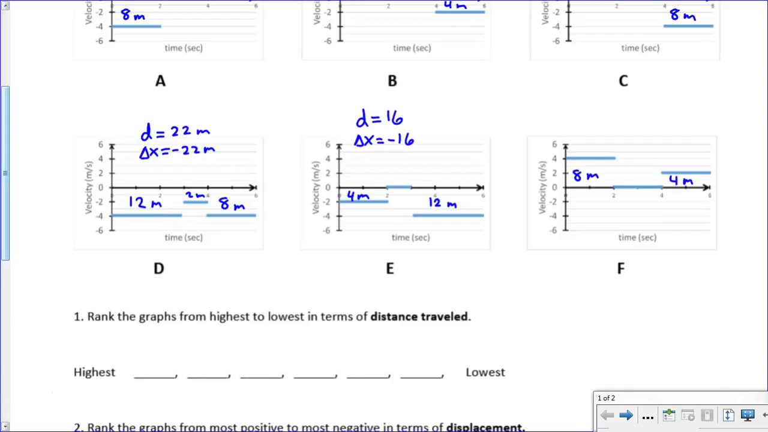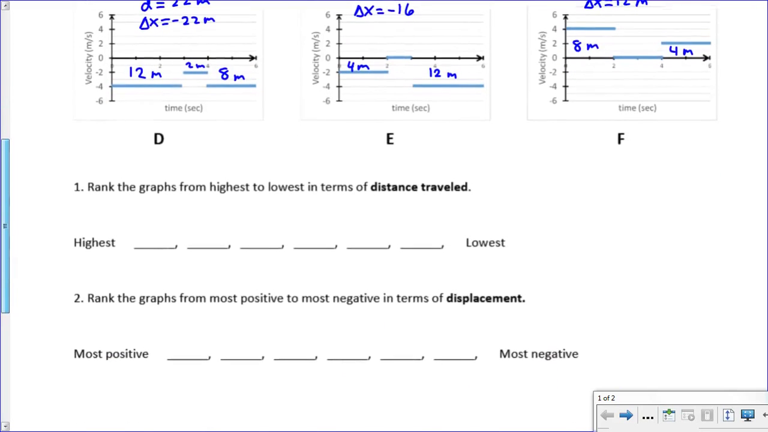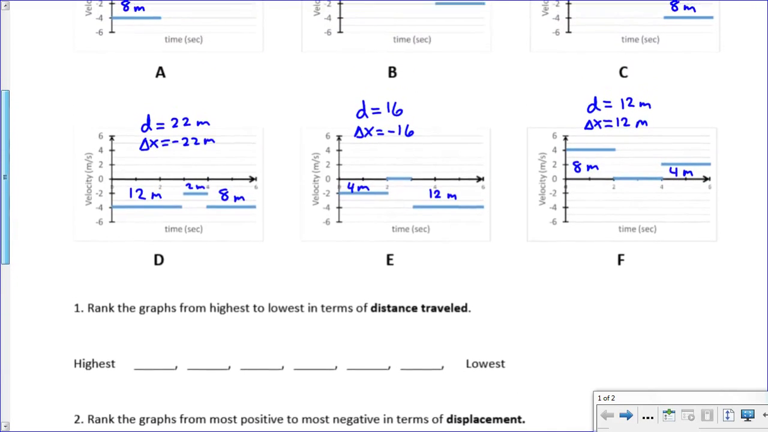All right, if we add them together here for distance traveled, we get 12 meters. And then for the displacement, 8 plus 4 is 12 as well. Both of those are positive, so displacement is 12 meters as well. Now we need to rank them from highest to lowest, or most positive to most negative.